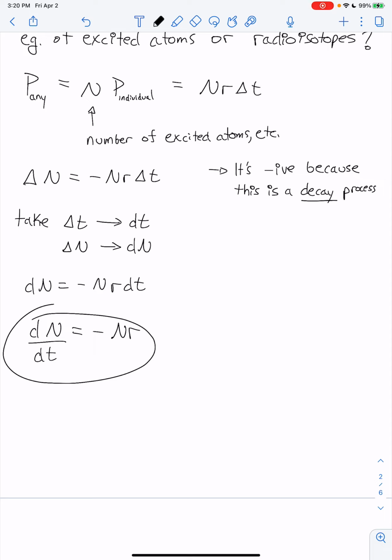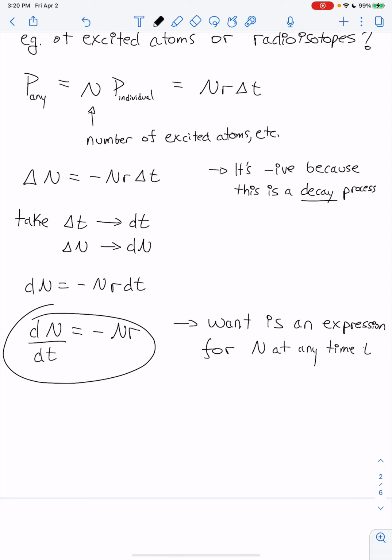Now what we really want is an expression for n at any t. That would be very useful. So how do we get there from here?